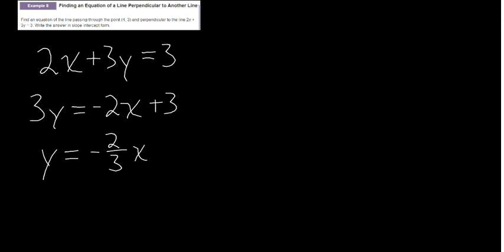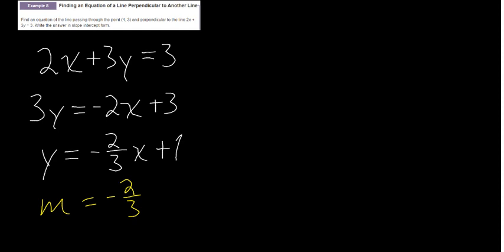So slope-intercept form, we're going to isolate the y. So we're going to have 3y is equal to negative 2x plus 3, and then we're going to divide both sides by 3. So we're going to have y is equal to negative 2/3 x plus 1. All right. So from this, we can see that we have a slope of negative 2/3.